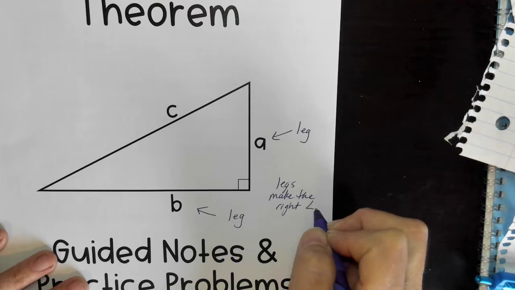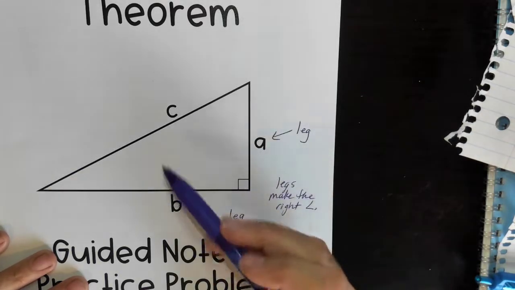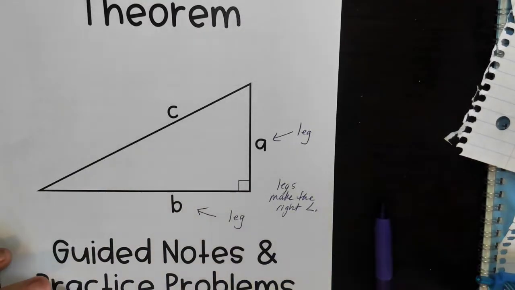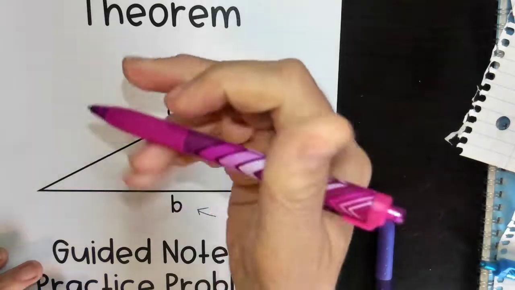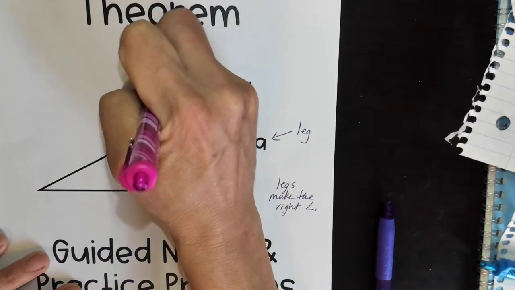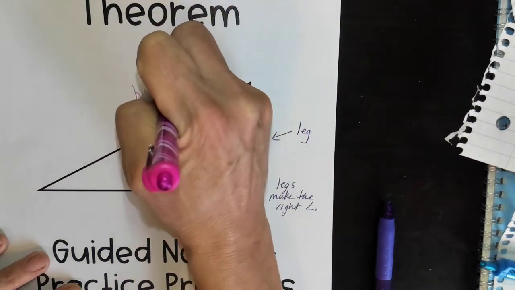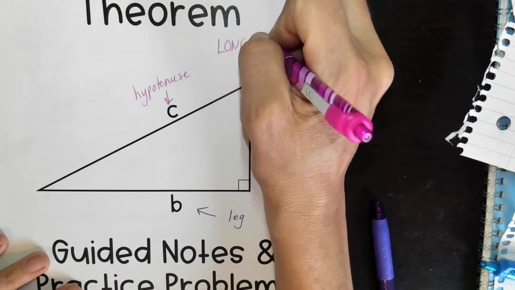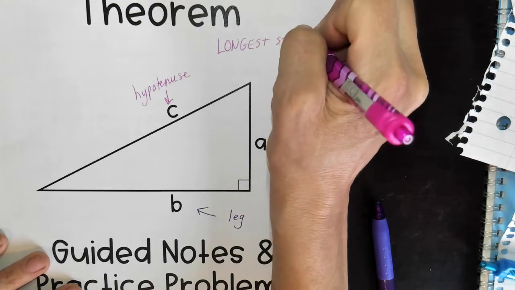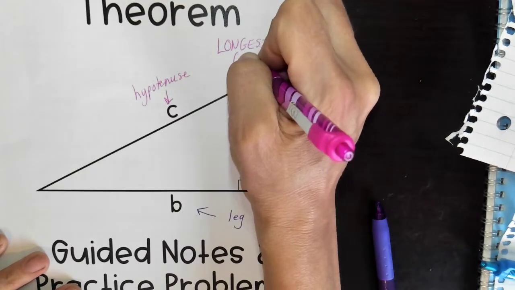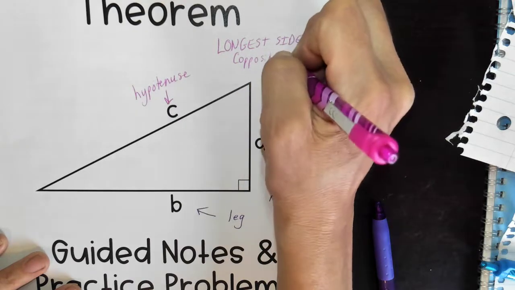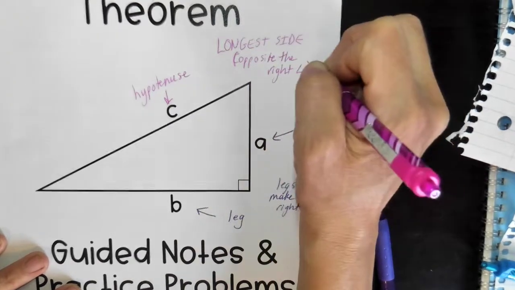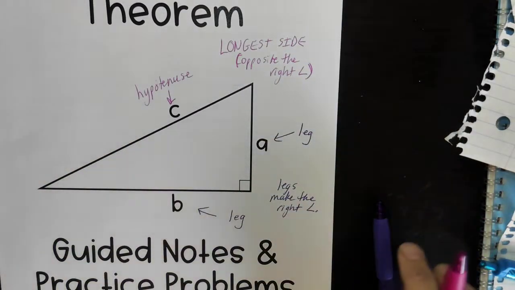I actually find kids mess this up with their A's, B's, and C's in math because they get the legs messed up with the hypotenuse. The hypotenuse is leg C, or side C. Hypotenuse. And the hypotenuse always is going to be the longest side of your right triangle, and it is the side that is opposite the right angle. So those are some keys to remembering what is what when we talk about this theorem.